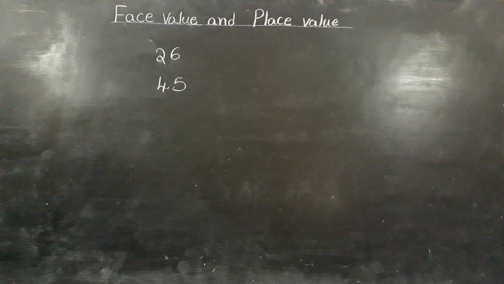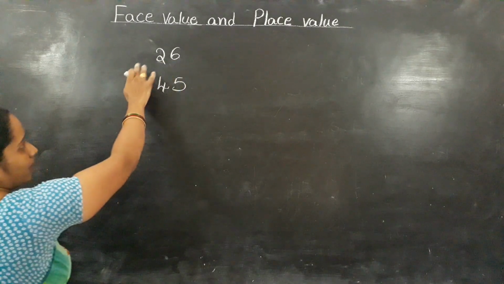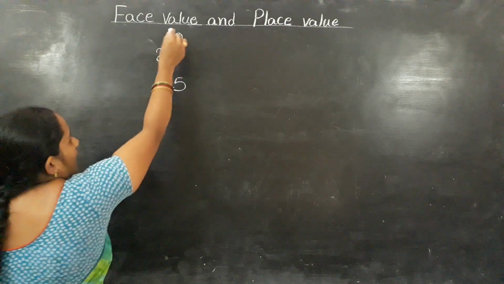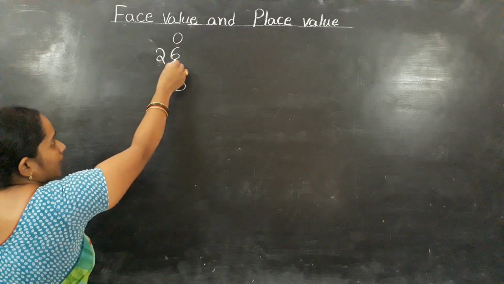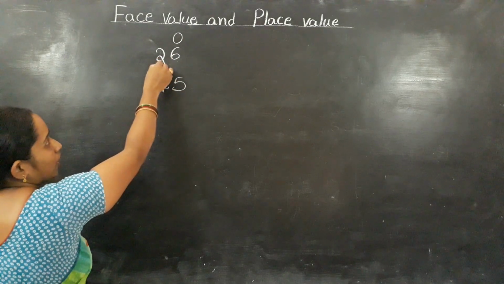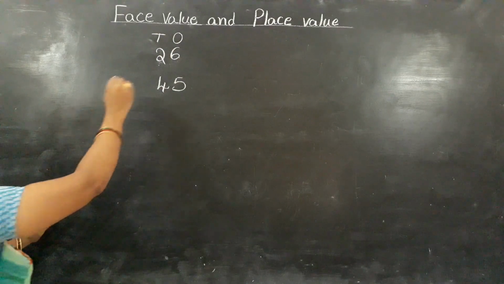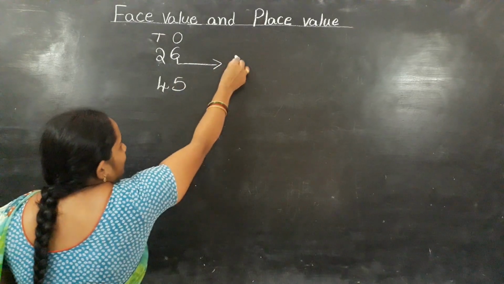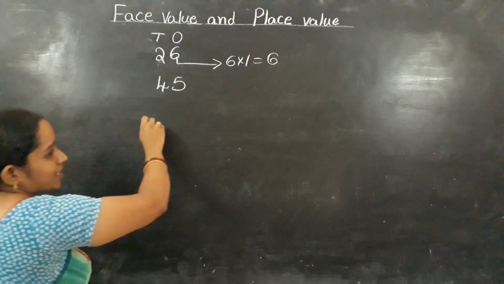For example, this is a 2-digit number. In a 2-digit number, the right side digit is the ones place and the left side digit is the tens place. Why? Because as the digit moves from right to left, it increases 10 times, so it becomes the tens place. So what is the place value of 6? It is in ones place. So 6 into 1, 6. The place value is 6.